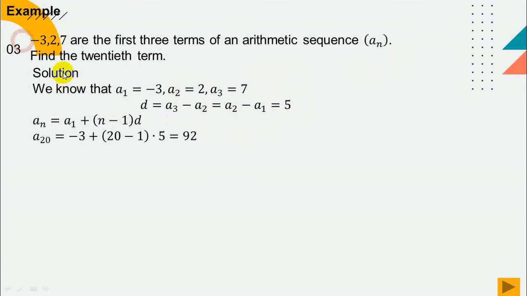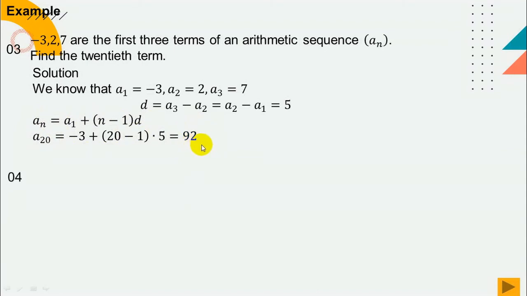And then because they're asking to find the 20th term, and we already know the general term is the first term plus (n minus 1) times d, because we want to find the 20th term, you need to change n to be 20. The 20th term equals minus 3 plus (20 minus 1) times 5. The result will be 92.